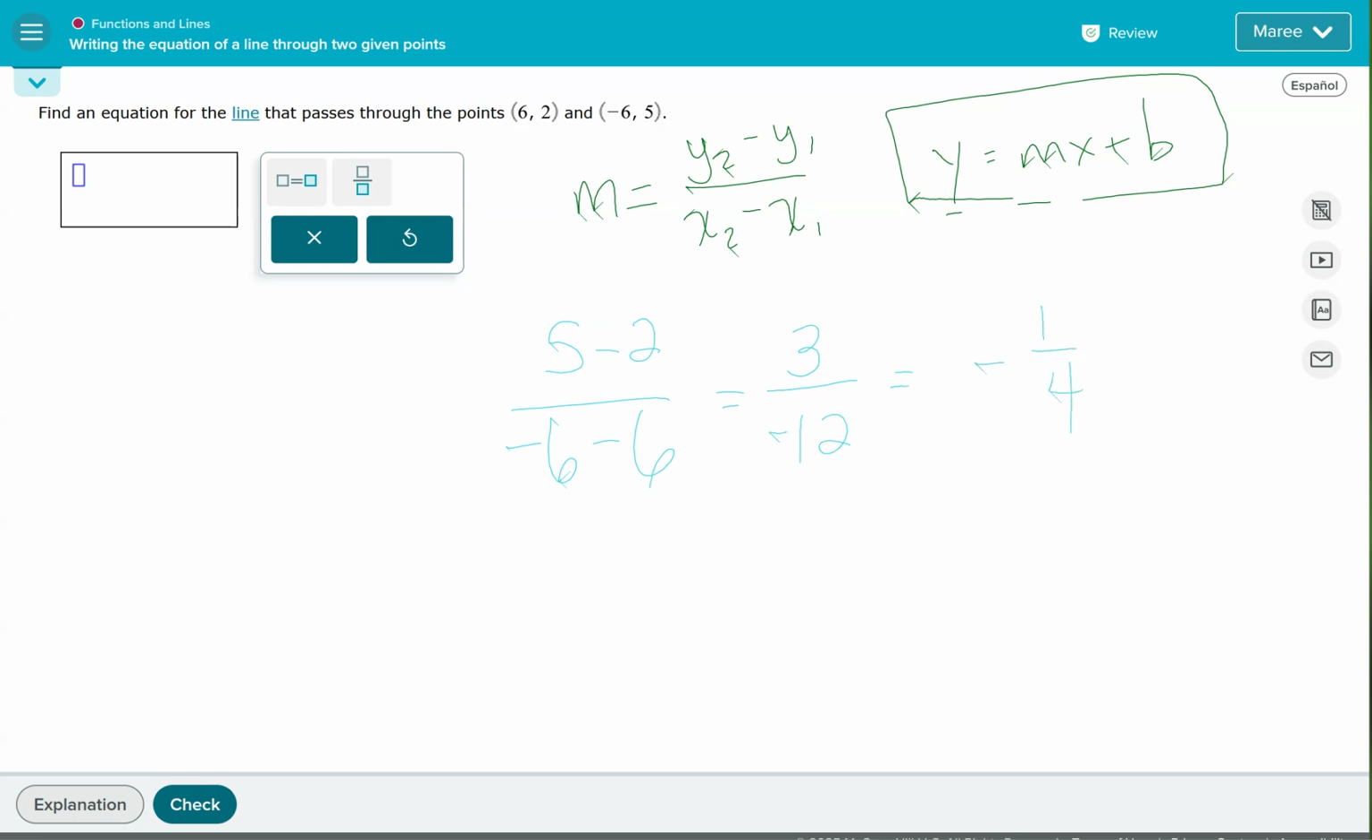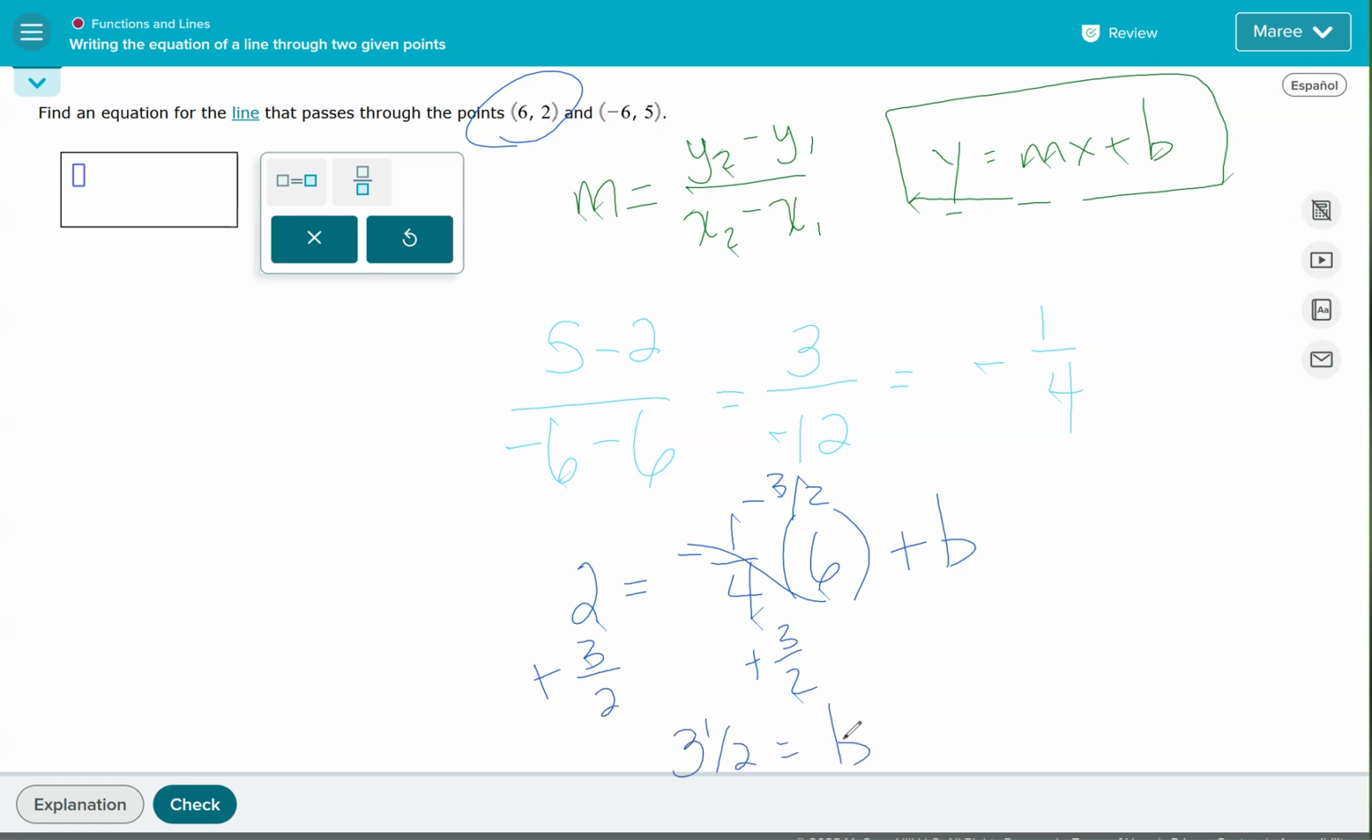Then we'll do the y-intercept. So we pick a point to use. I'm going to use the one that's positive. So I'll plug in my y from the point. So 2 equals, we put in our slope we just found. Our x is 6, and then we have plus b. Now we solve for b. So this becomes -3/2. So we add 3/2 to 2. 3/2 is 1.5. So we have 3 1/2 is equal to b.